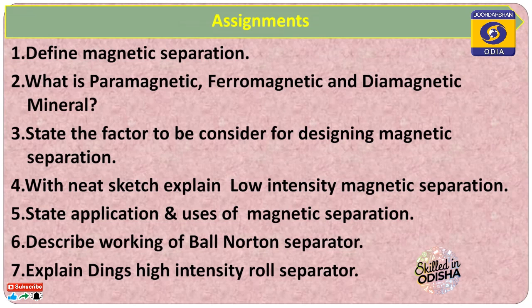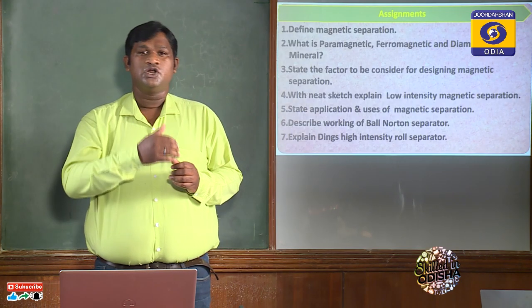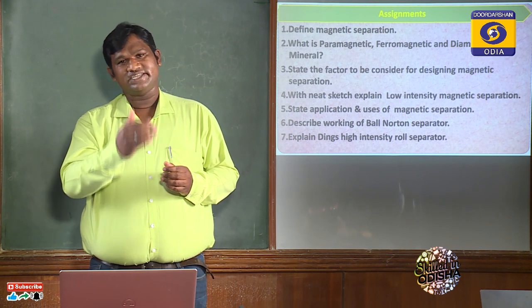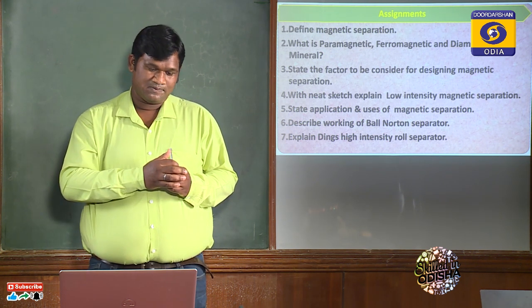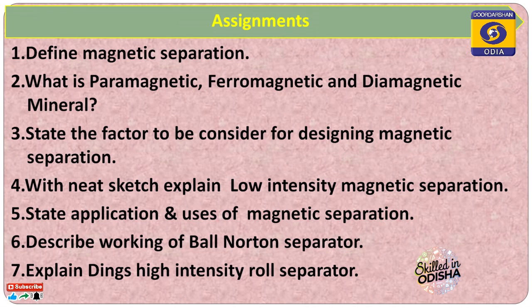Then state a factor to be considered for designing a magnetic separator. What are the factors to be considered for designing a magnetic separator? This is a 5 mark question. Then with a neat sketch, explain low intensity magnetic separation. In the sketch, you may explain the low intensity magnetic separation we discussed earlier. It may be a 10 mark question.